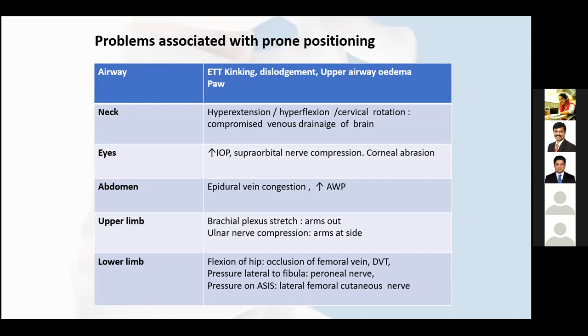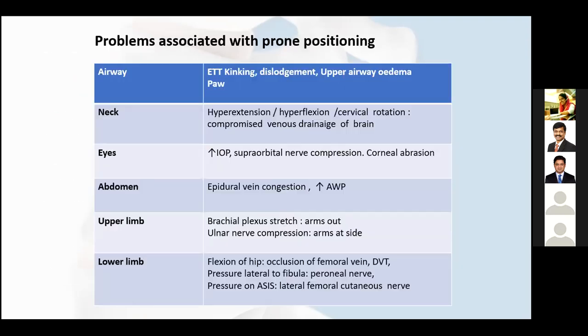When the upper limb is not kept properly, brachial plexus injury can occur and ulnar nerve compression can occur. In the lower limbs, flexion of the hip can occlude the femoral vein, pressure lateral to the fibula can compress the peroneal nerve, and pressure on the anterior superior iliac spine can cause pressure on the lateral femoral cutaneous nerve.